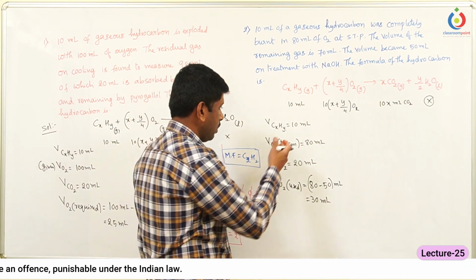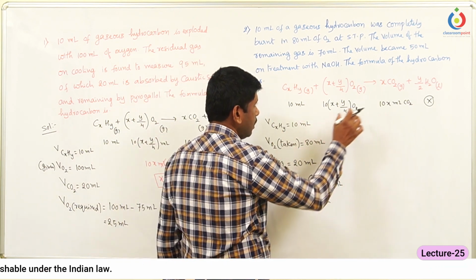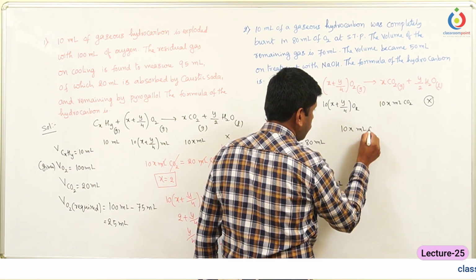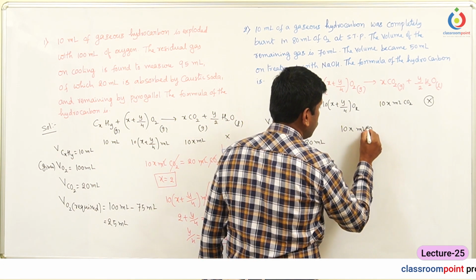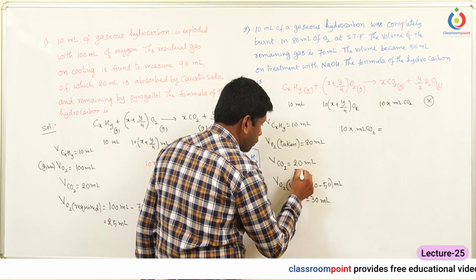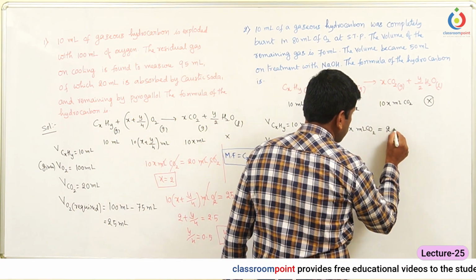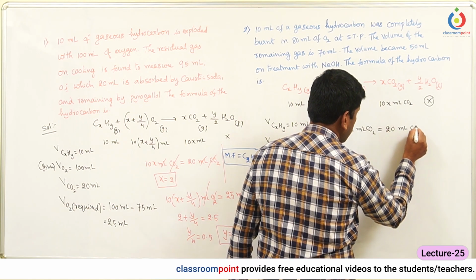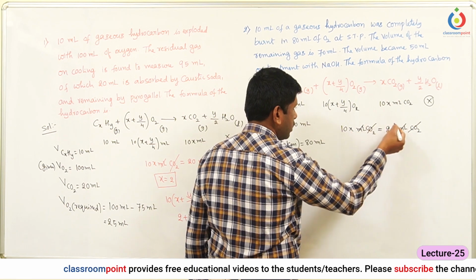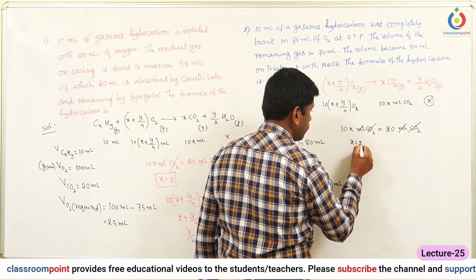Now let us solve this question. 10x ml of CO2 has to be produced, but here it produced 20 ml of CO2. So these cancel out. 10x equals 20, x equals 2.